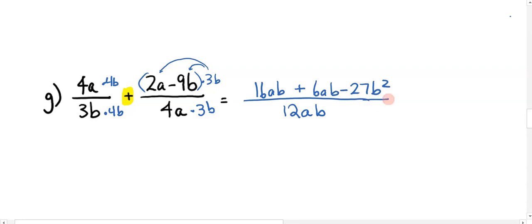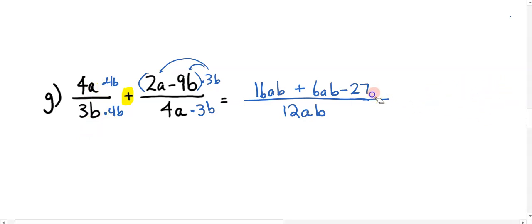Okay? And then I can see that I can collect like terms. I can see that 16ab and 6ab can combine into 22ab minus 27b squared all over 12ab. Okay, so let's just double check. So that's 16ab. Oops, no, I figured something was wrong. I have made a mistake.